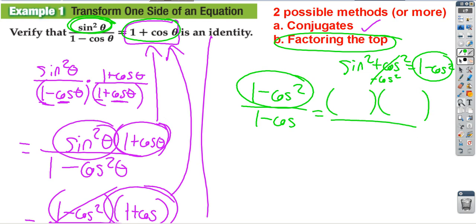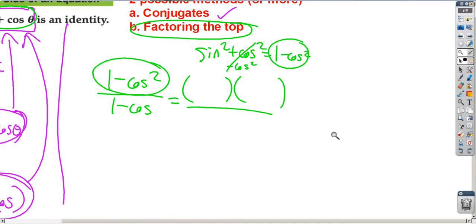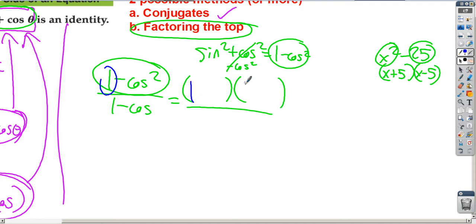And to recall, this might not look like a difference of squares to you. So here's what a difference of squares looks like. If you had x squared minus 25, this is a square, and so is that. And it turns out to be x plus 5 times x minus 5. So if you look at these right here, the 1 is a square, it's 1 times 1, and cos squared is a square, it's cosine times cosine. And then how do I make the difference of squares happen? 1 has to be plus and 1 has to be minus.